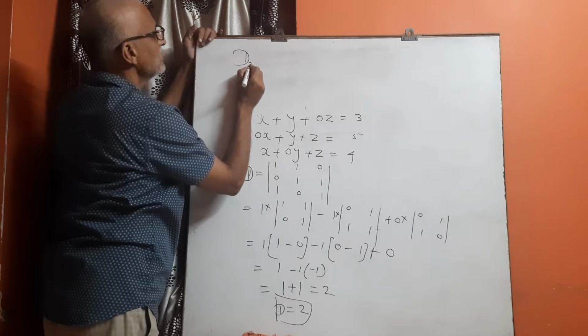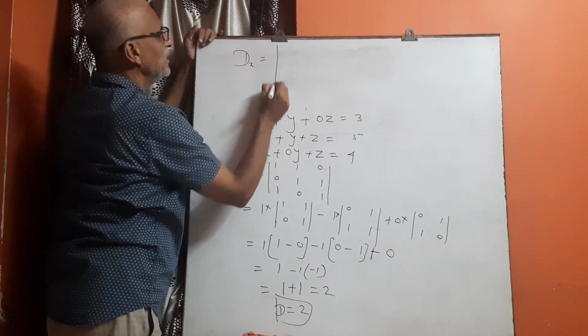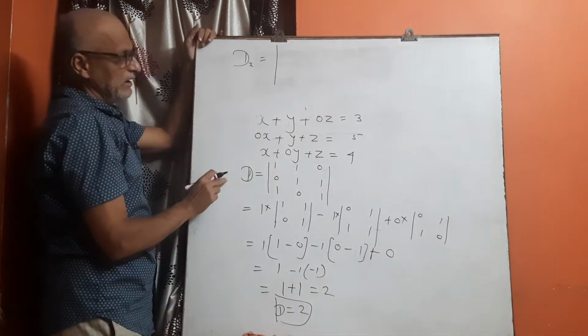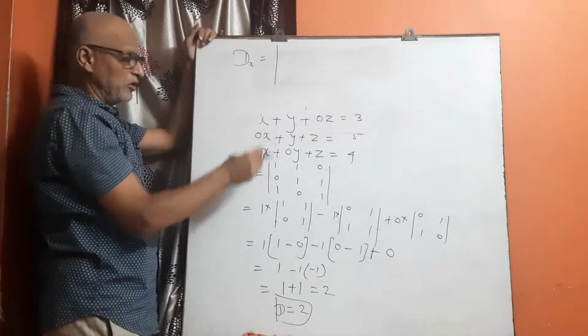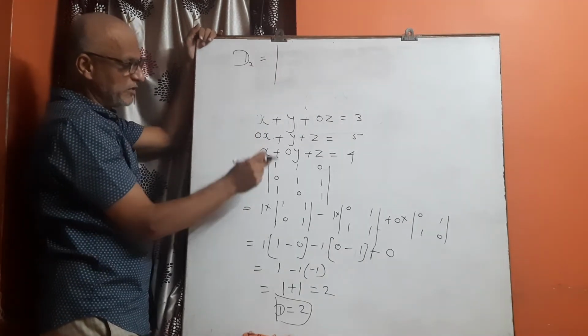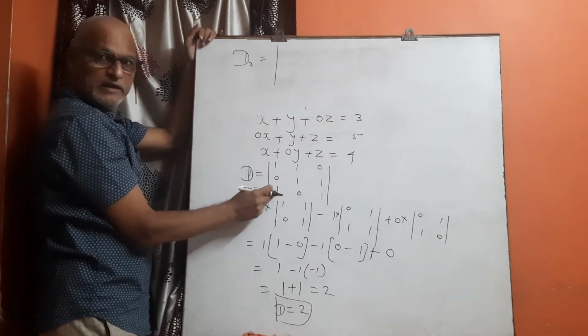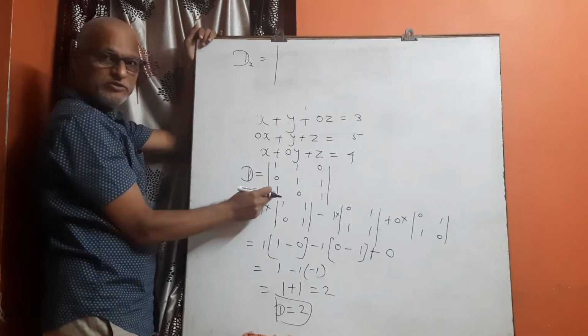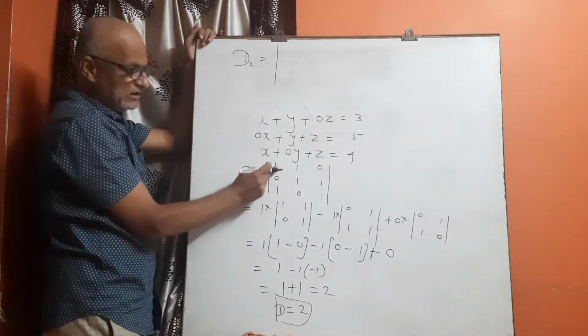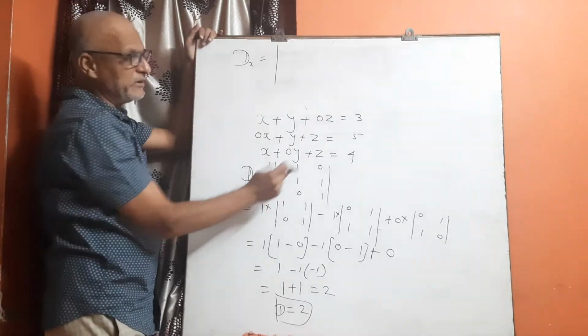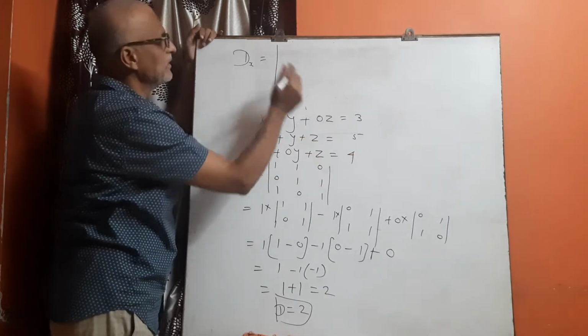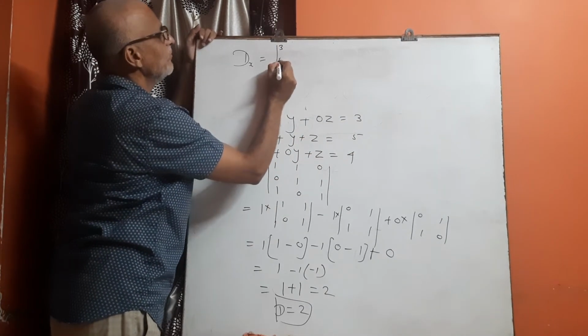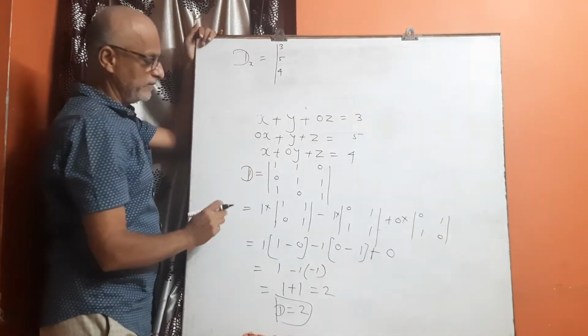d suffix x. The meaning of dx is the determinant without the coefficients of x. Coefficient of x है आपका 101. 101 को किससे रिप्लेस हो जाएगा? This 101, this column will be replaced by the constants 3 5 4. So this is 3 5 and 4.